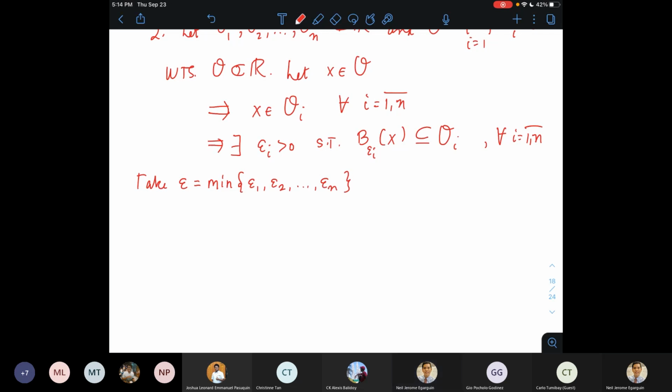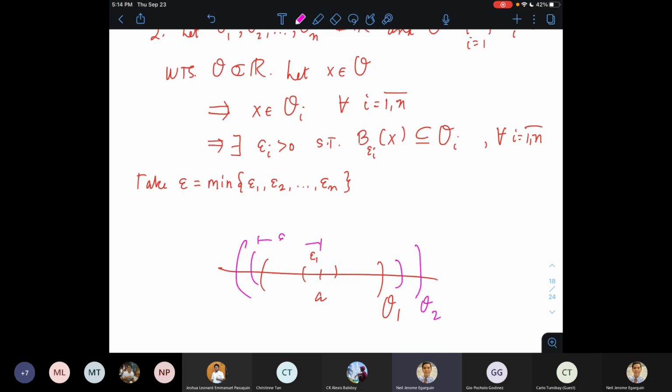Okay? Kasi kung mas maliit yung epsilon, yung radius, ibig sabihin mas maliit yung set. So halimbawa, ito si A. Tapos halimbawa, ito si O1. So meron akong epsilon 1 na nandun siya sa loob. Pero kung meron akong O2, okay, posibleng yung mapili kong epsilon mas malaki. Kasi kung ito yung epsilon na piliin ko, from here until there, that's epsilon 2. That's epsilon 2.